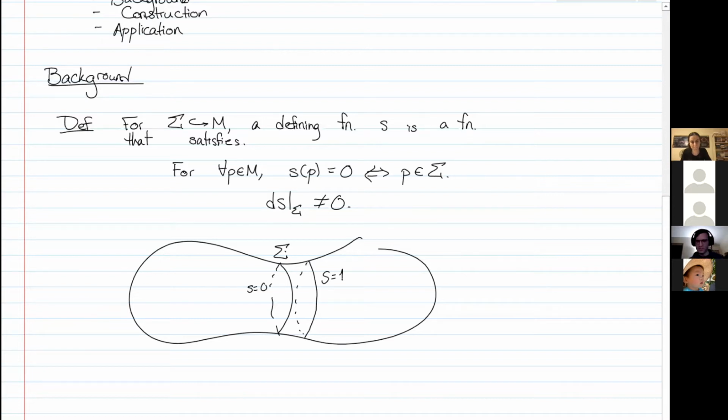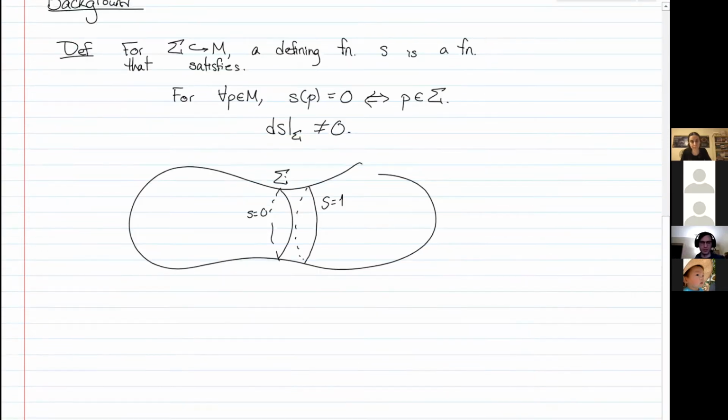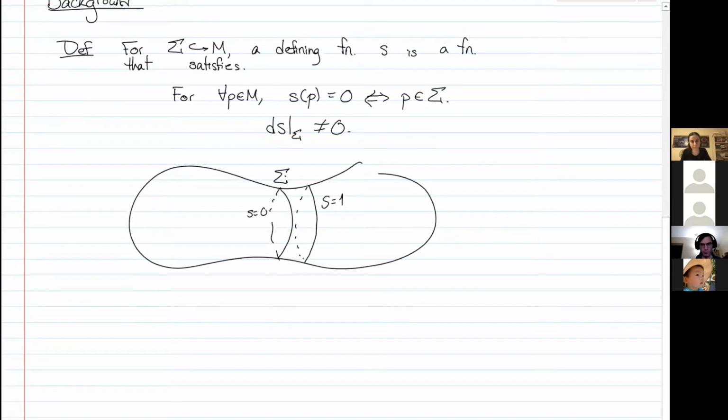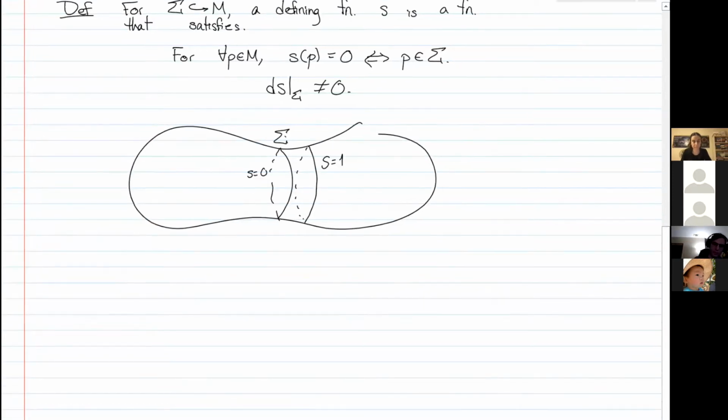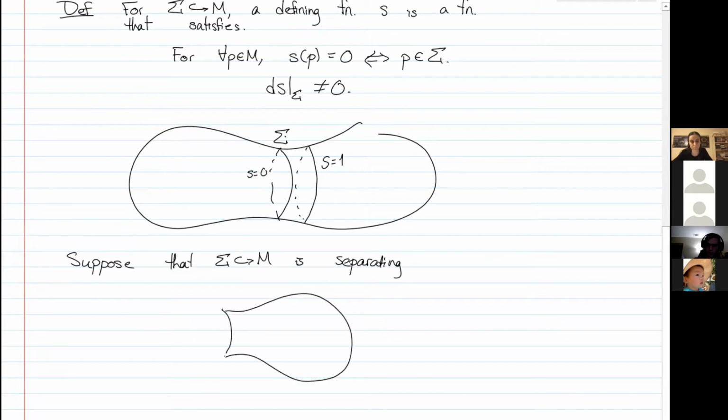Now, this is fine, and we could continue studying in this context, but I'm actually going to narrow our view a little bit to talk about something that's a little bit easier and perhaps more applicable to more physical systems. And that's the supposition that the embedding is separating. Now, all that means is that we can erase the right half of this picture. It just means that sigma splits M in half.